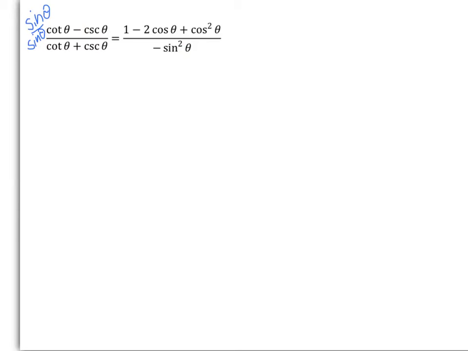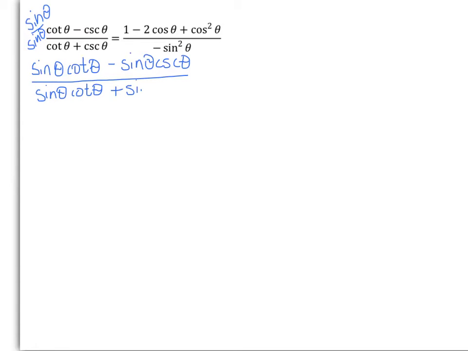From there, I end up with sine of theta cotangent of theta minus sine of theta cosecant of theta over sine of theta cotangent of theta plus sine of theta cosecant of theta. So all I did was multiply sine times cotangent, sine times cosecant. That's how I got this. And then in the denominator, sine times cotangent plus sine times cosecant, and I got this.